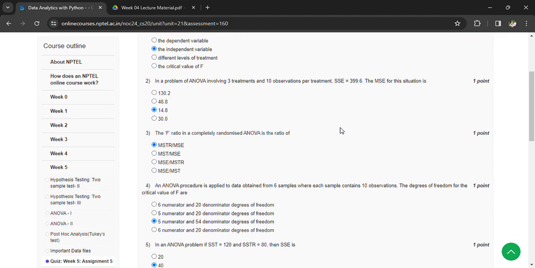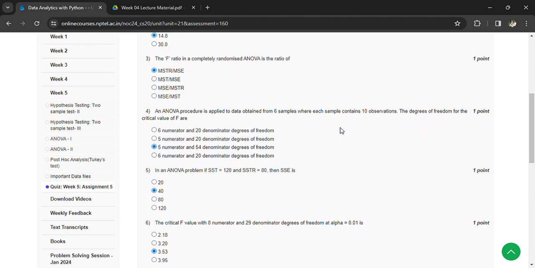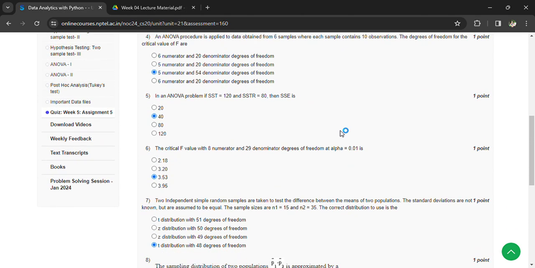An ANOVA procedure is applied to the data obtained from 6 samples where each sample contains 10 observations. The degrees of freedom for the critical value of F are 5 numerator and 54 denominator degrees of freedom. In an ANOVA problem, if SST is equal to 120, SSTR is equal to 80, SSE is 40. The critical F value of M numerator and 29 denominator degrees of freedom at alpha equal to 0.01 is 3.53.